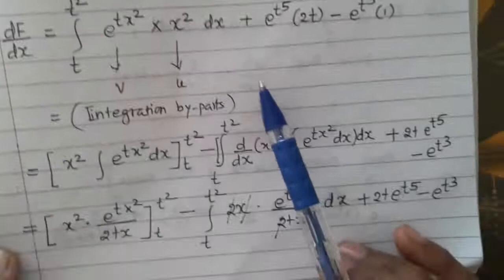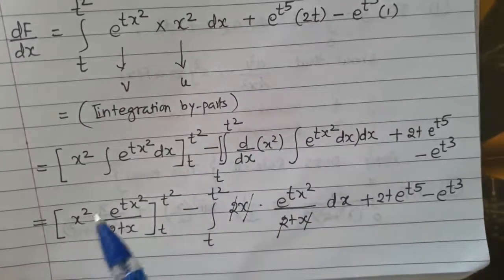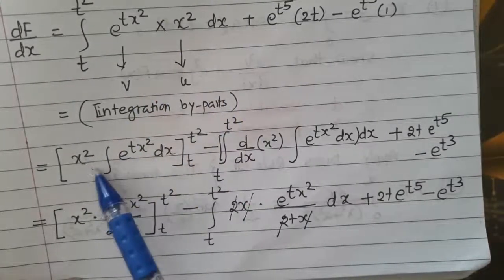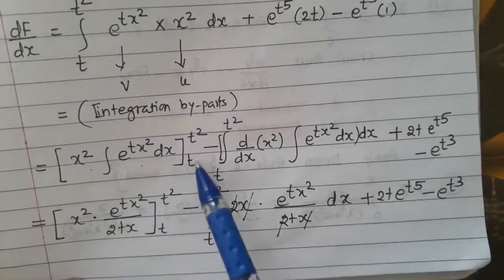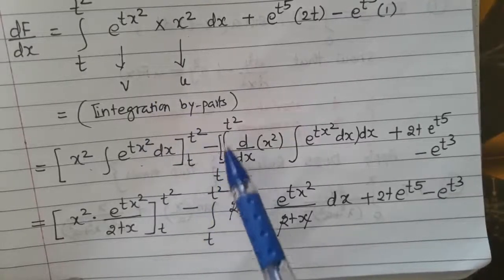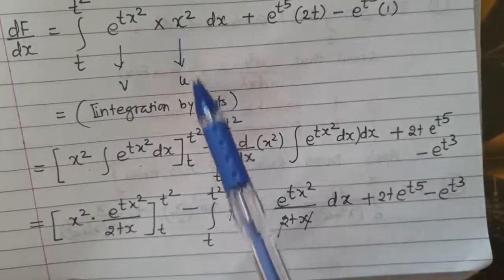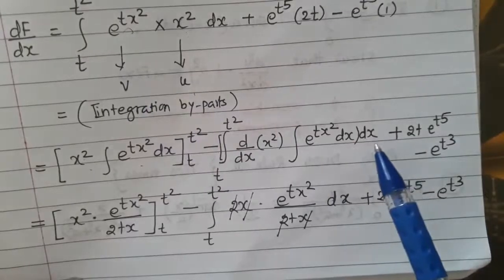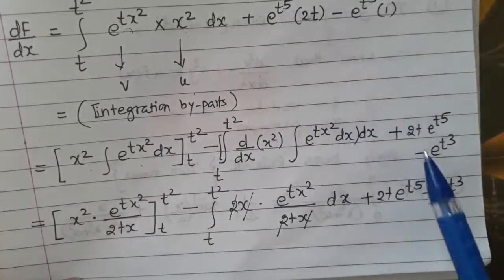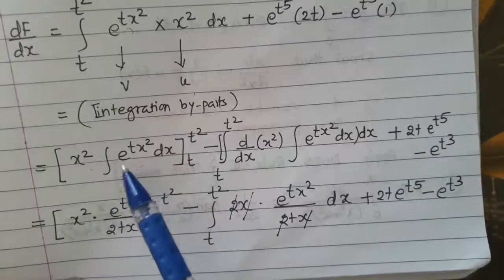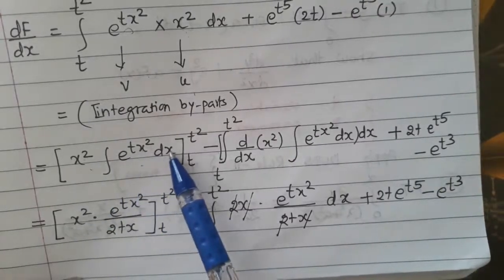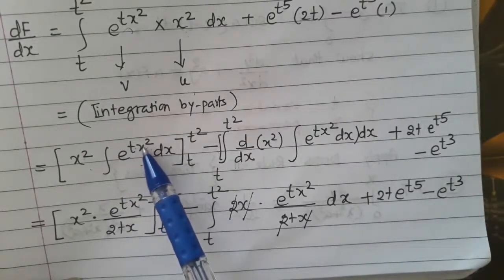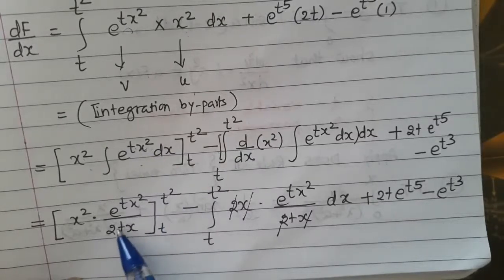So just replace the functions u and v in this DUIS rule 2. This is equal to x square, because the first function is kept as it is, integration of the second function, apply the limits t to t square, minus integral of t to t square, derivative of u, integral of this v, that means e raised to tx square, integrate with respect to x, and write the last two terms as it is. Here integration of e raised to tx square with respect to x, t is the constant, so this is e raised to tx square, keep t as it is, and derivative of x square becomes 2x, so twice tx.